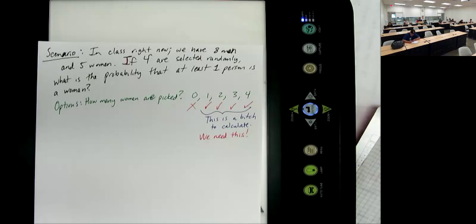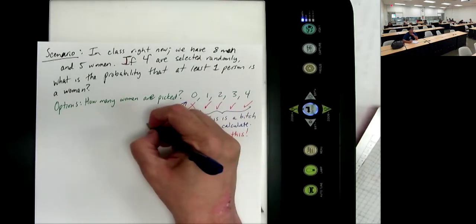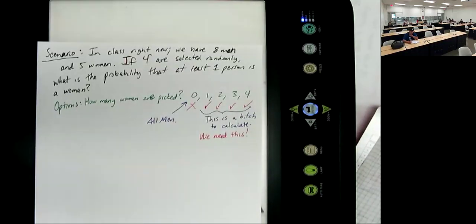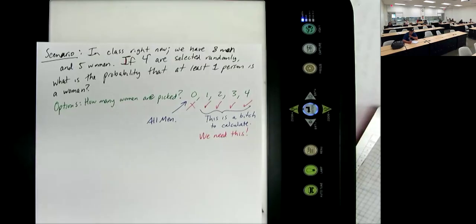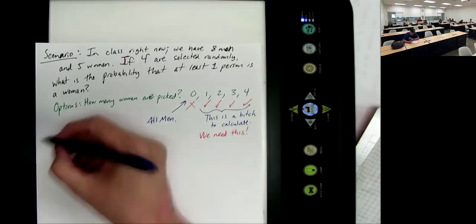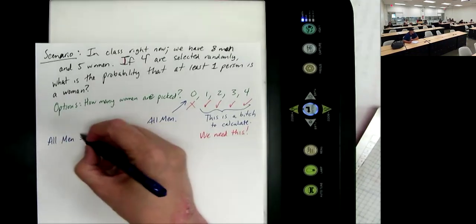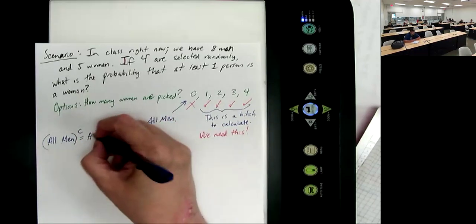But if I look at it in terms of complements, another way of saying 0 women is all men. All men were selected. So these are complements, and these are the only possible outcomes we have. So all men is like the complement of at least 1 woman.